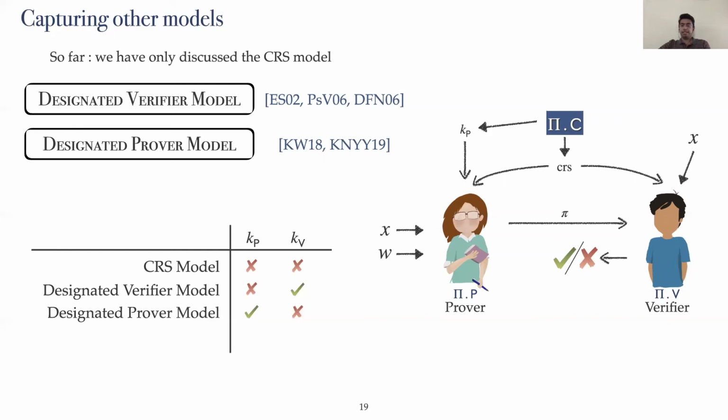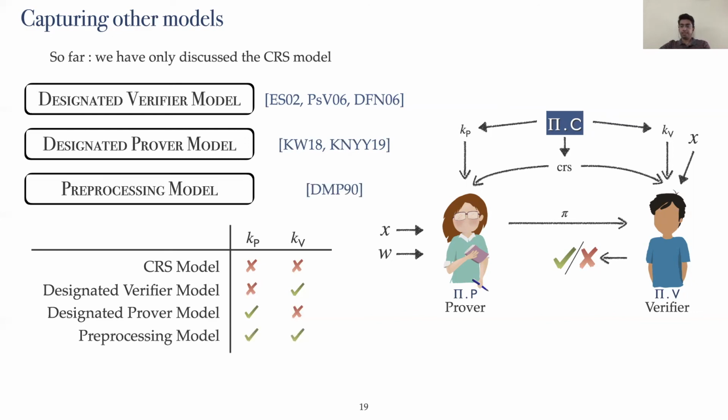The preprocessing model has secret information handed to both the prover and the verifiers. This is captured by using both the proving and verification keys simultaneously. We note that all results discussed here work in these other models as well.